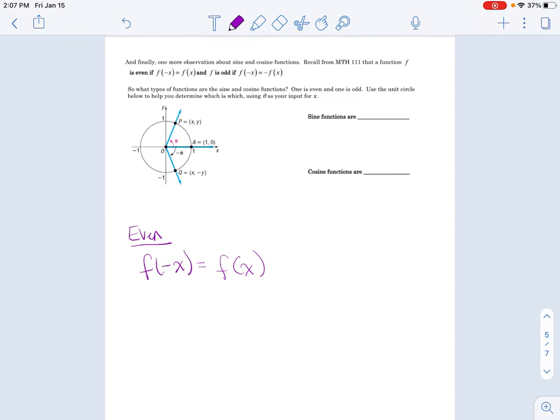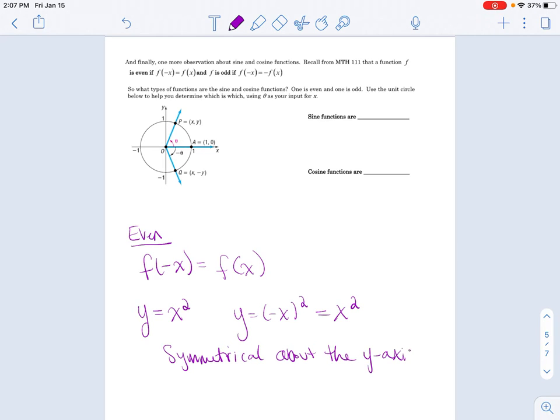All right? So an example of this that I think you would be familiar with would be y equals x squared. If I negate that input, it doesn't change what I originally had. Okay? The other thing visually is it's symmetrical about the y-axis.